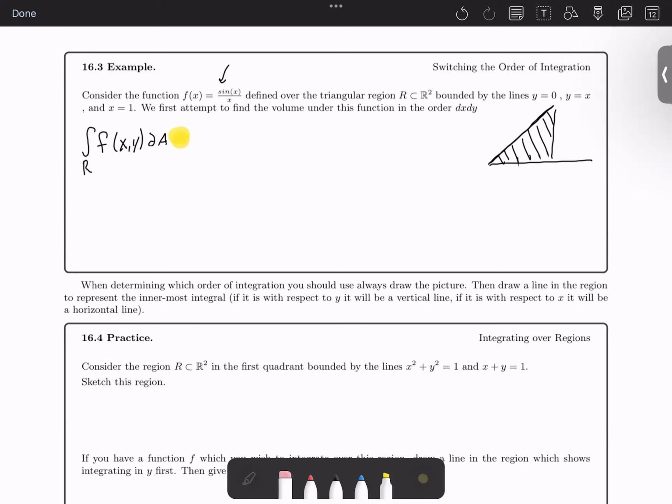Now, by Fubini's, I can perform iterative integrals because sine of x divided by x is continuous on that region. So I'm going to integrate in the x and in the y. And what do I want to do first? Let's do the x first.